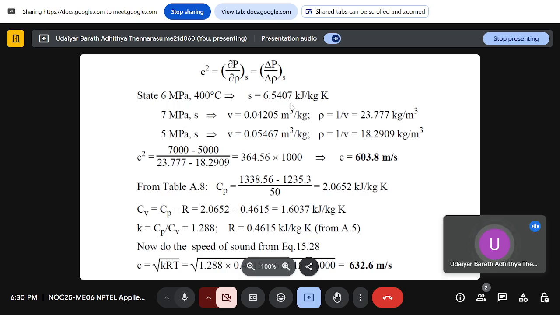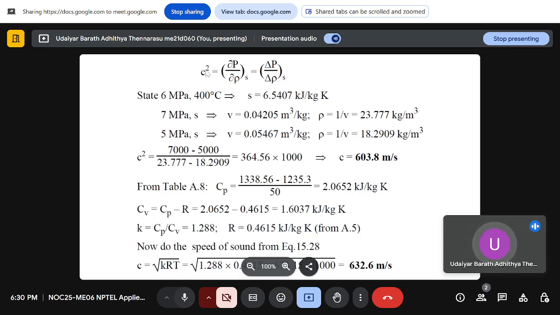So at 7 megapascal and entropy of 6.5407, my specific volume is 0.04205 meter cube per kg, and correspondingly my density will be 1 by specific volume, which is 23.777 kg per meter cube. And at 5 megapascal and entropy of 6.5407, my specific volume will be 0.05467 meter cube per kg, and again my density will be 1 by specific volume, which is 18.2909 kg per meter cube.